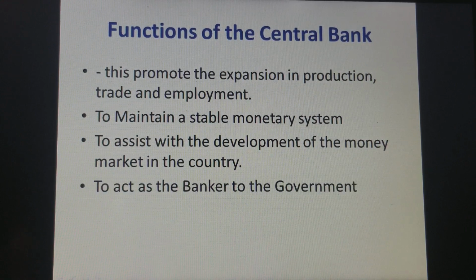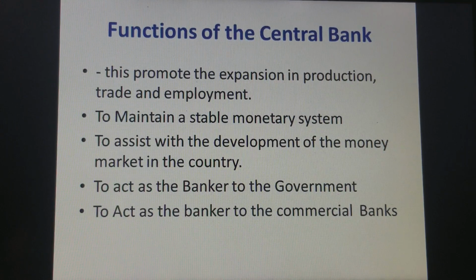To act as a banker to the government. Another important function is to act as a banker to the government. That means the government's account is held by the central bank. Also, the central bank acts as the banker to the commercial banks, which means that all commercial banks and other financial institutions must hold an account with the central bank.